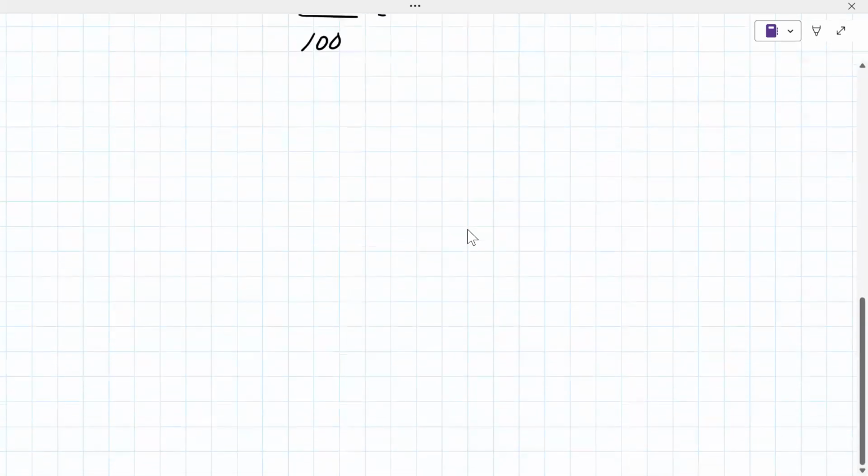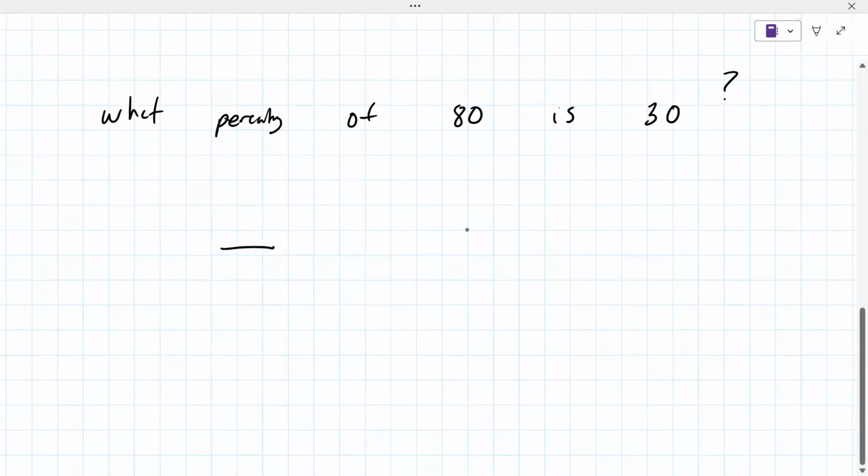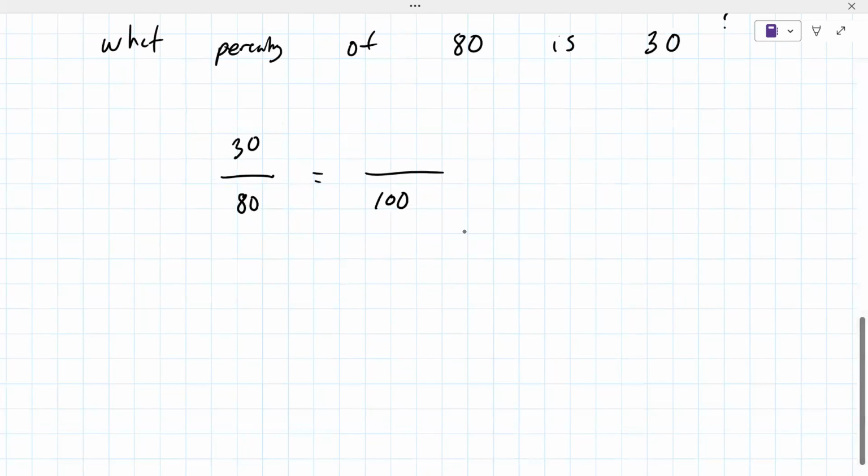All right. Let's do what percentage of 80 is 30? Okay. So what is the fraction that I'm asking you to do here? 30 over 80. We want to get to 100. So what is the multiplier there?